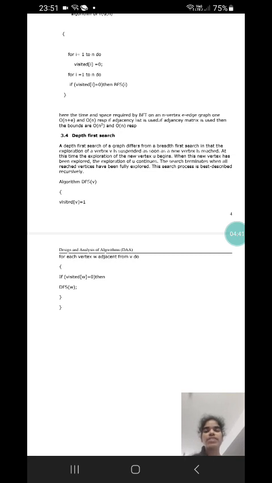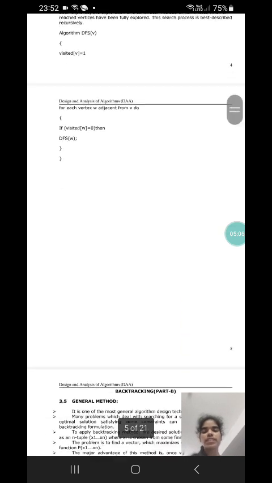Next, depth first search. A depth first search of a graph differs from a breadth first search in that the exploration of a vertex V is suspended as soon as a new vertex is reached. At this time, the exploration of the new vertex U begins. When this new vertex has been explored, the exploration of V continues. The search terminates when all reached vertices have been fully explored. This search process is best described recursively. This is the algorithm of depth first search.